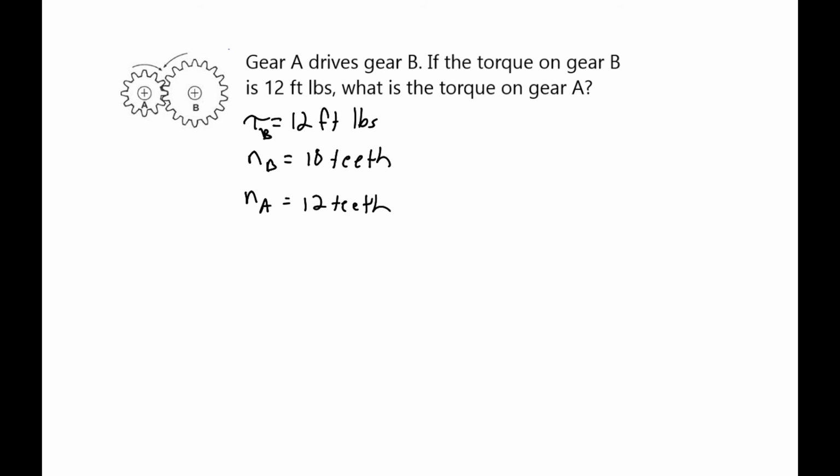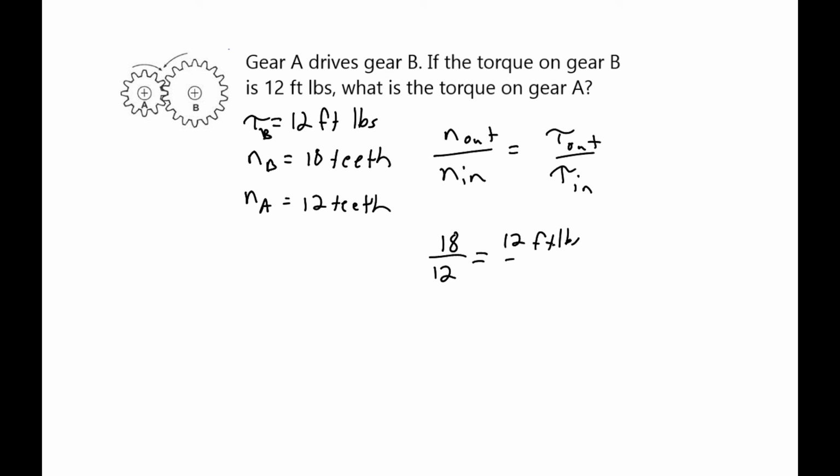Alright, so what we're going to set up here is we're just going to use part of the big long gear ratio equation. So we're going to use the teeth out over the teeth in and set that equal to the torque out over the torque in. Does that make sense to everybody? So N out over N in equals torque out over torque in. And which is our output gear here? Gear A drives gear B, so B is going to be the output gear. So we're going to say number of teeth out is 18, number of teeth in is 12, the torque out is 12 foot-pounds, and we're looking for the torque in.